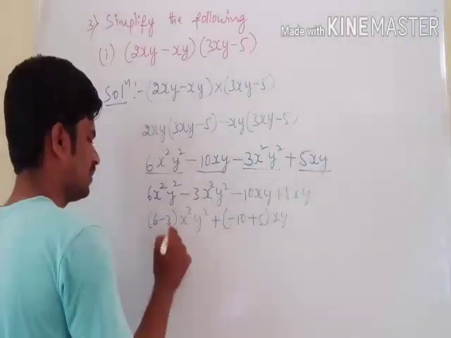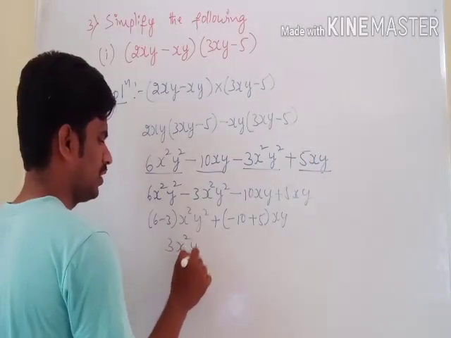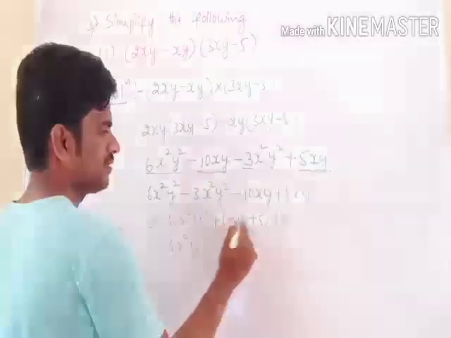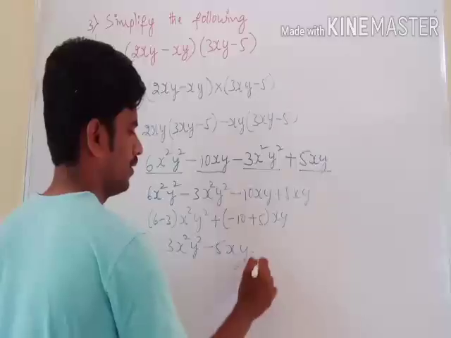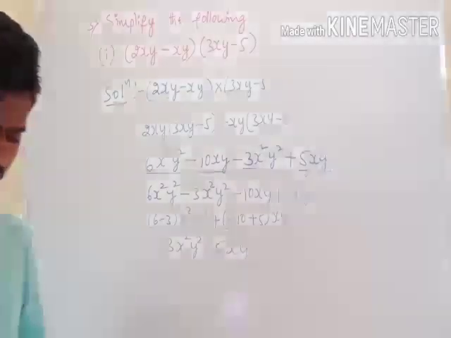Okay, then we can write 6 minus 3 is nothing but 3x^2y^2. This one is minus 10 plus 5, that is minus 5xy. This is the required solution. Okay.